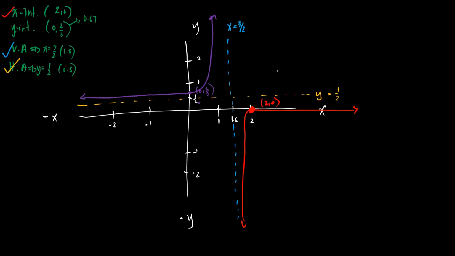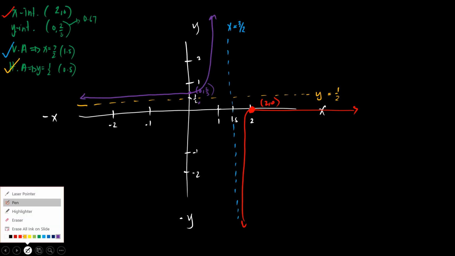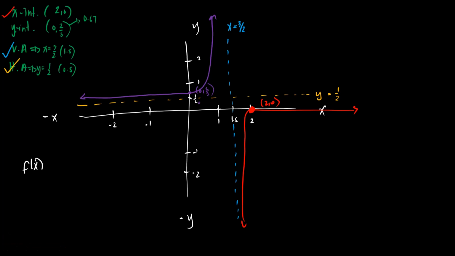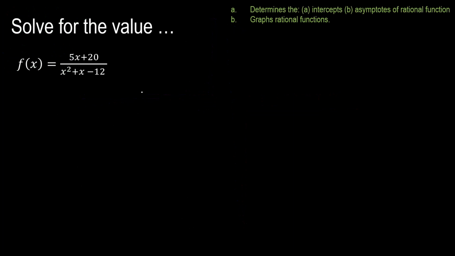Okay, so therefore, the graph of the function f of x is equal to x squared minus 2 all over 2x minus 3 is this. Okay, so first, again, i-graph nyo lang muna yung mga asymptotes, then x-intercept, then y-intercept. Okay, let's have another example. So, given that one, f of x is equal to 5x plus 20, all over x squared plus x minus 12.